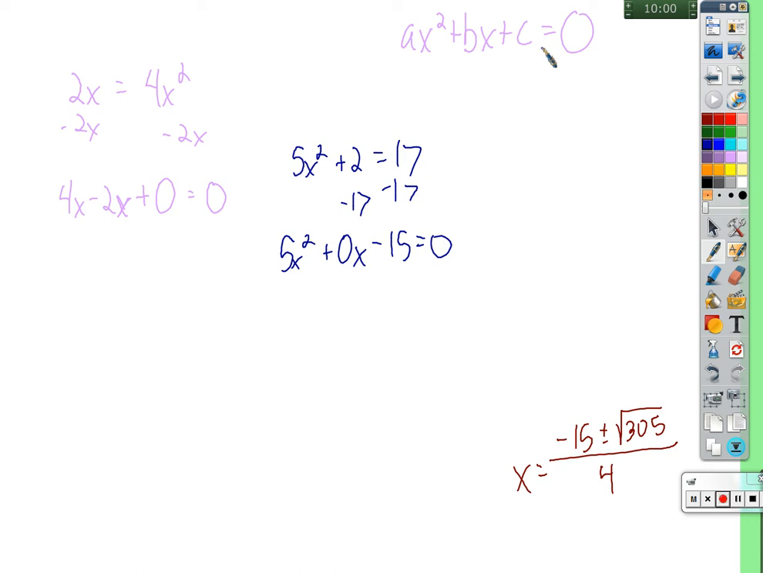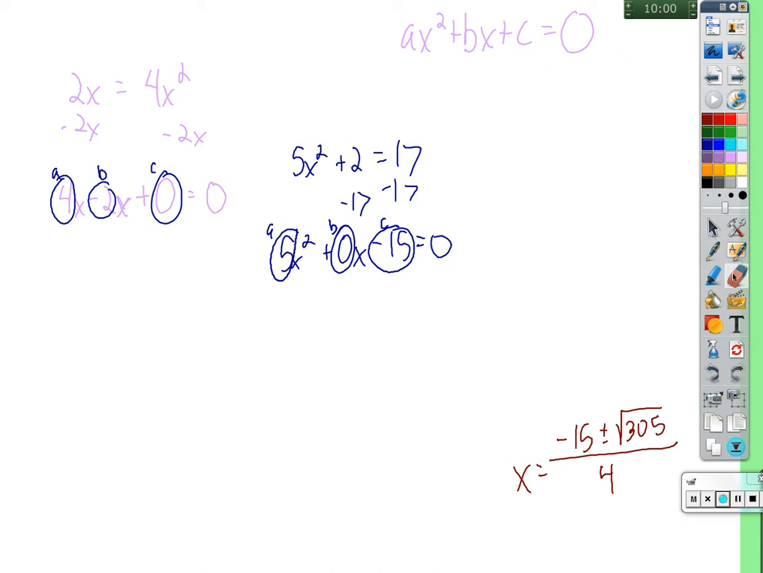So in this case, a would be 4, b would be -2, and c would be 0. Here a would be 5, that's the number you're multiplying by x squared. Let me make sure I circled the 5. b would be 0, and c would be -15. Part of what we're about to do, we need to be able to identify a, b, and c. So if we're looking at a quadratic equation, it would be easiest to write x squared, x, and then the constant, and definitely you have to have it equal 0.